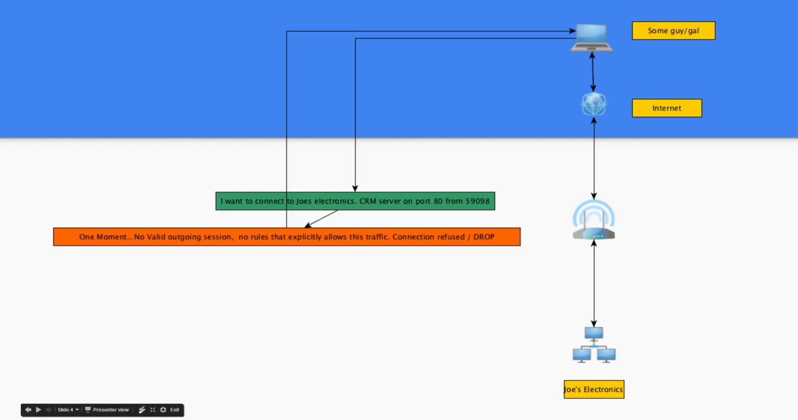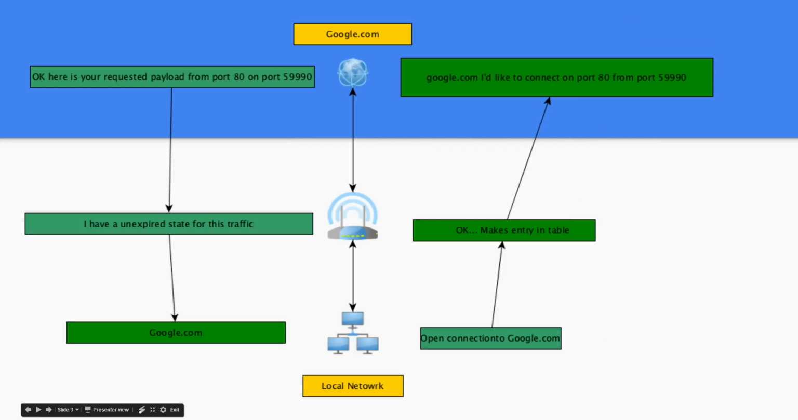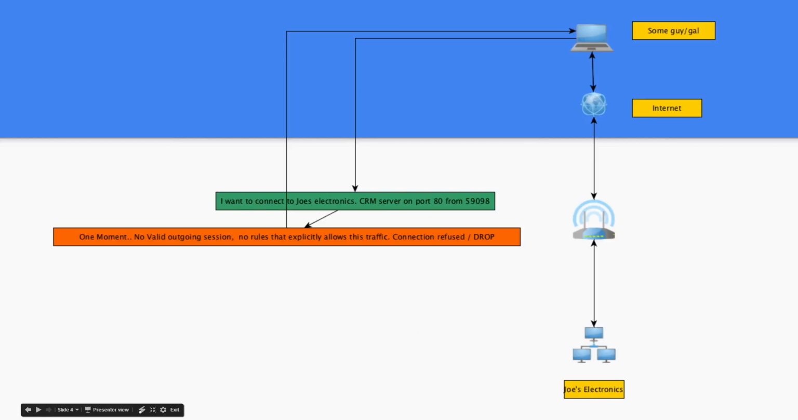So that traffic, on the other side, this is what they're doing, right? They're going from their local network to their router. Their router says, sure, I'll establish that connection. It goes up to the internet, and then it hits your router, right? Except in this case, your router gets this traffic saying, I want to connect to joeselectronics.com on port 80 from port 59098.